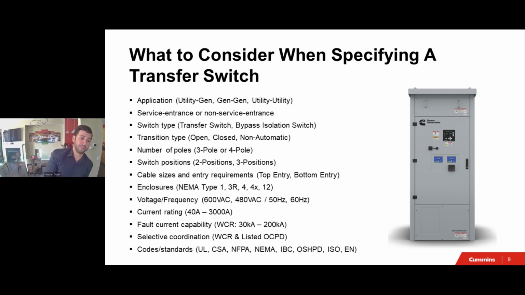And we also need to specify some level of fault current capability, and it's known as the WCR, the withstand and closing rating for the transfer switch. Selective coordination, honestly, is also derived from that fault current capability, the withstand and closing rating. And then obviously the codes and standards. What are the codes and standards that are involved with this? Do we need OSHPD, IBC, NEMA, NFPA 110, CSA, or UL? Those are not in any particular order, so you might want to start with codes, but obviously these are the things that you want to think about when you're specifying the transfer switch.